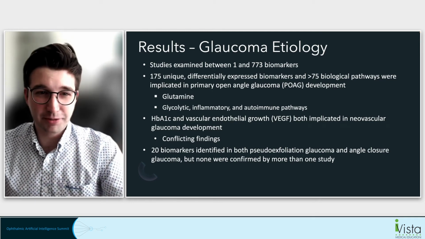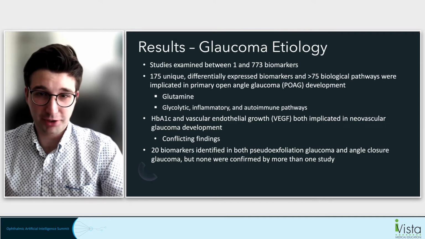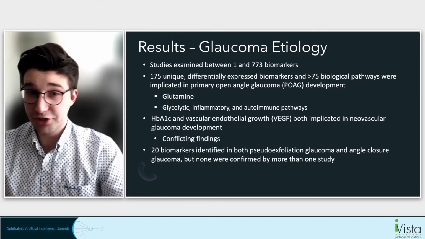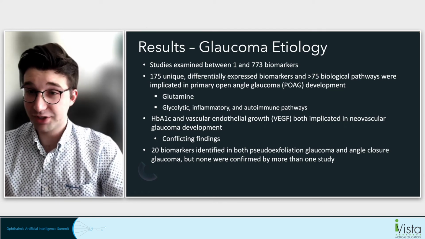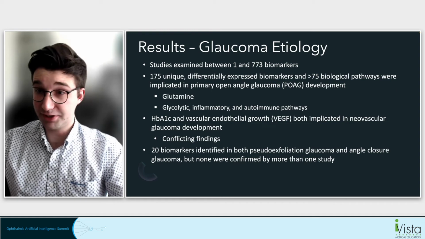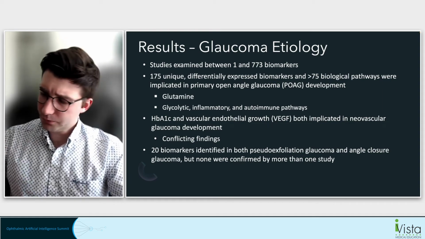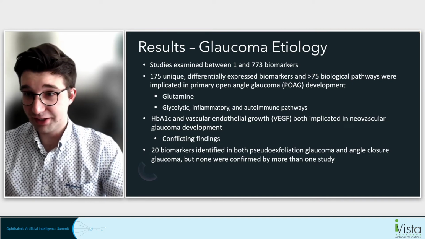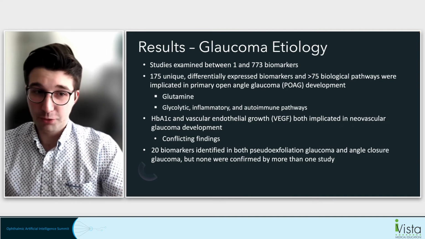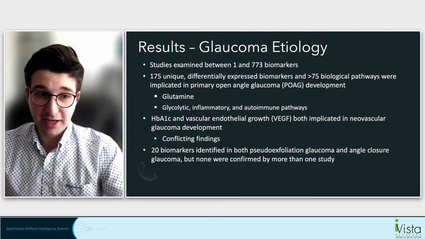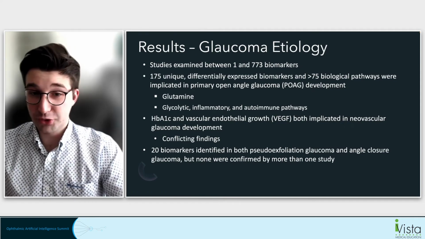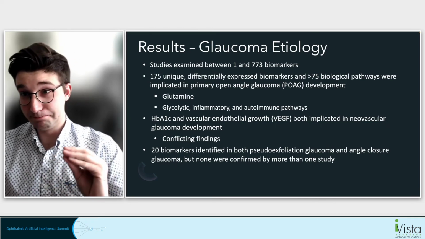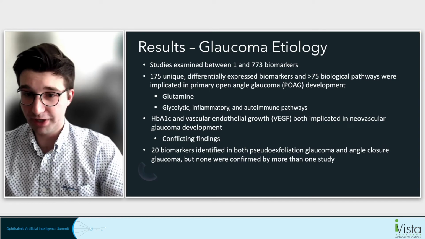So studies examined between 1 and 773 biomarkers. In primary open-angle glaucoma, 175 unique differentially expressed biomarkers were identified, and over 75 pathways were identified to be significant. Glutamine was the most commonly significant individual biomarker, which was found to be significant in 3 papers. And the glycolytic, inflammatory, and autoimmune pathways were the most commonly variable pathways in primary open-angle glaucoma.